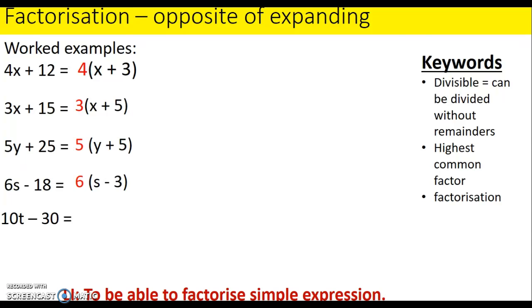Next question, 10t minus 30. Again, 10 and 30 are divisible by so many numbers. It's 2, 5, and 10. But the highest number is 10. Therefore, the highest common factor is 10. Then we're going to take 10 out of the brackets, and you get 10 in brackets, t minus 3.